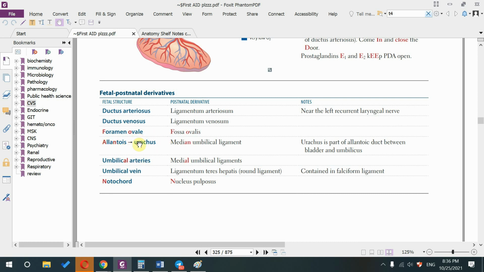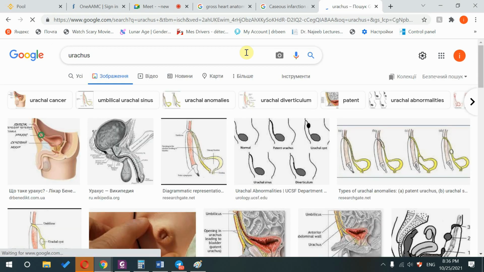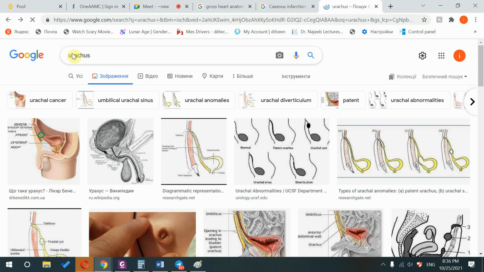I remember the first time I saw this word, the urachus, I really could not understand what that is. Apparently, I understood it in a way that I never was able to forget it. The urachus is actually not for a human, guys. It's for chicken. Basically, from the same hole, the chicken can poop, make an egg, and have sexual intercourse. From the same opening.